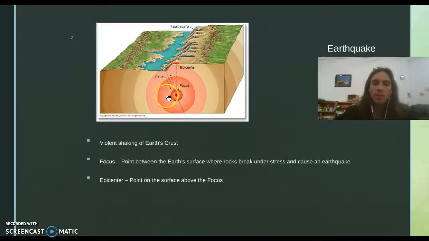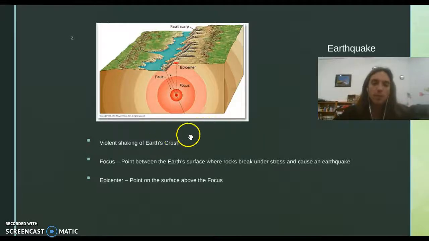Really, what it is is a buildup of potential energy between two plate boundaries. And when any movement happens between those two plate boundaries, there's a release of energy, which releases seismic waves, which is the energy of an earthquake. And so that's just going to shake the crust.